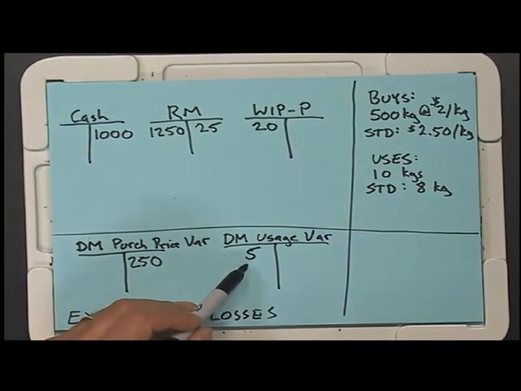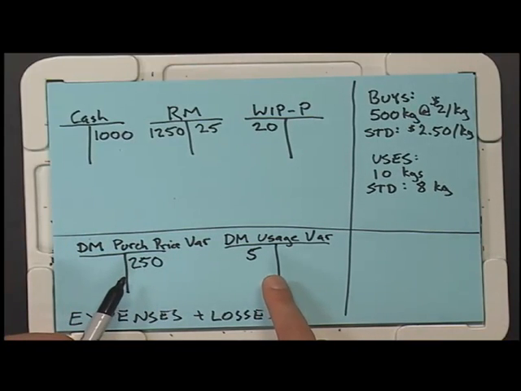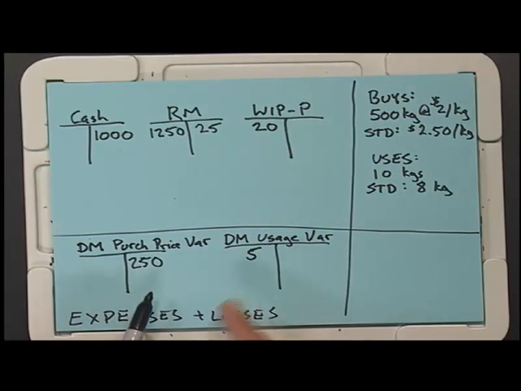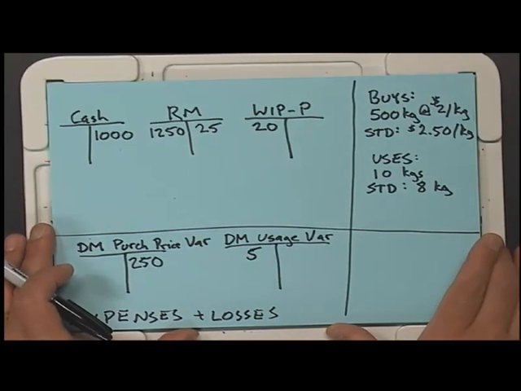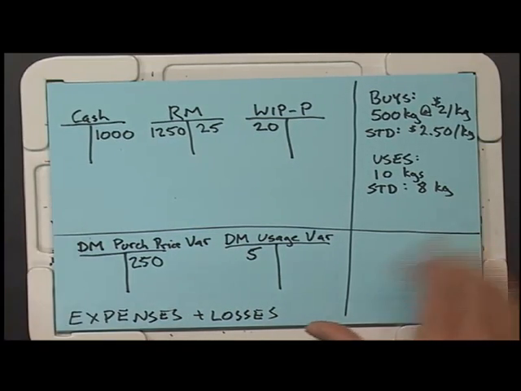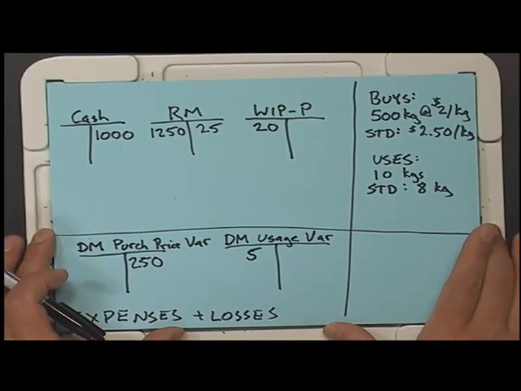Instead, we're saying, nope, that's a reduction in wealth. Okay, so again, both of these items are going to be adjustments to cost of goods sold. We will reduce cost of goods sold by $250 for the purchase price variance, but will increase it by $5 for the usage variance. Okay. One last comment before, or actually two last comments before we end this video.